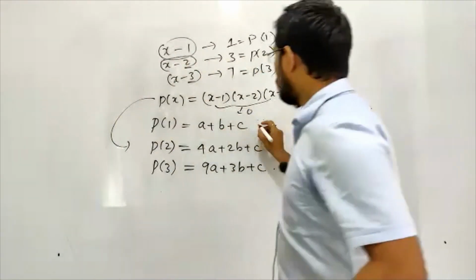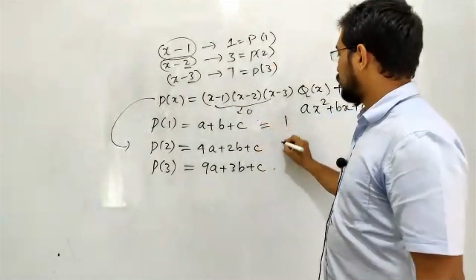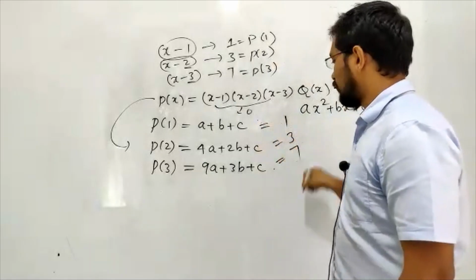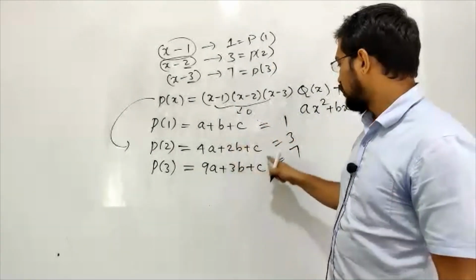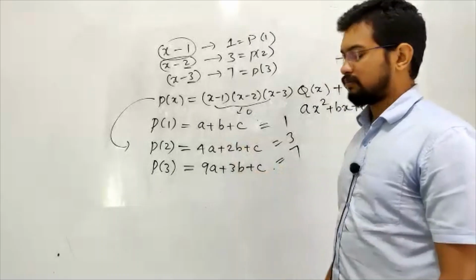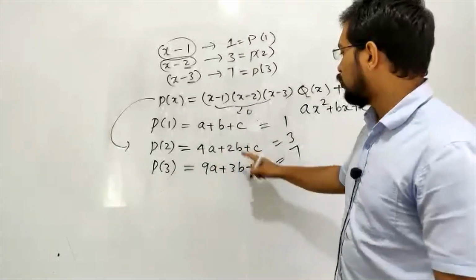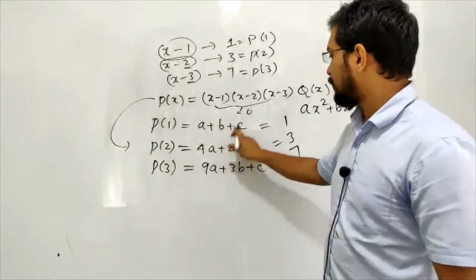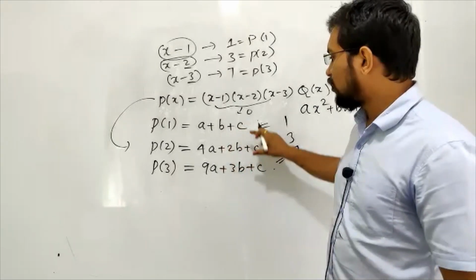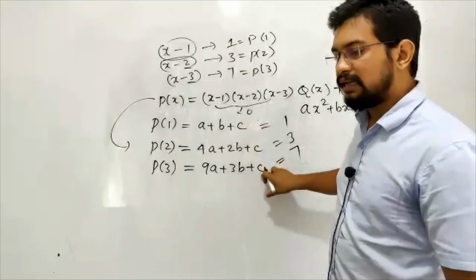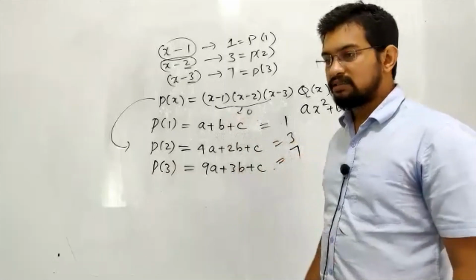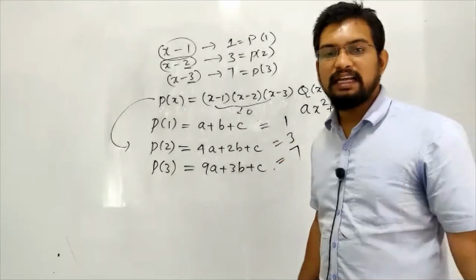Now p of 1 is a plus b plus c, and the value is 1. This value is 3. This value is 7. Solve these 3 things. How do you solve them? Just subtract these 2 things, and c will get cancelled out. Again, subtract these 2 things, and c will get cancelled out. Now solve the remaining equations. It's like solving linear equations.